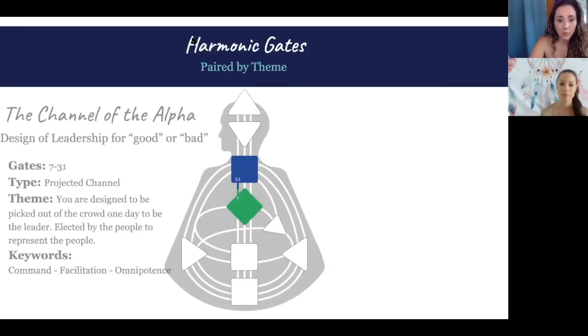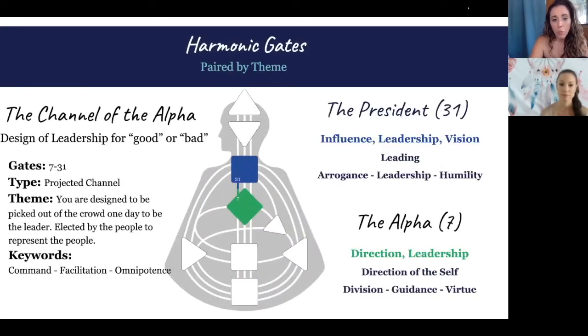And here we're going to go into the harmonic gate. So the 31 is in the throat center. And then we have the 7, who is the harmonic gate of the 31. And we call the 7 the alpha. And this makes up the channel of the alpha. So this is a design of leadership for good or bad. And it's a projected channel.